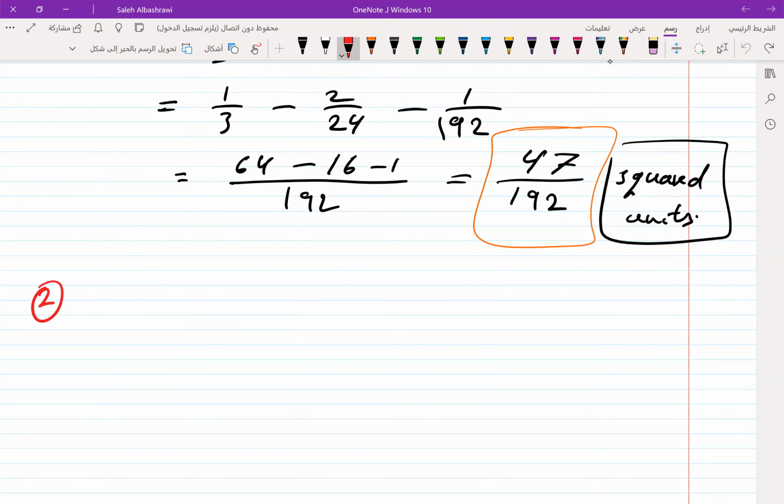We need to find the area of the region enclosed by the curve y equal to x plus 2, y equal to 0, x equal to minus 3, and x equal to 3. First of all, let's graph the region first. The first function, y equal to x plus 2, is a line.